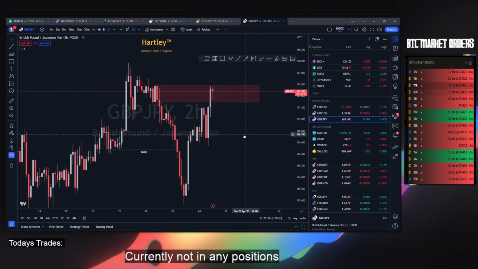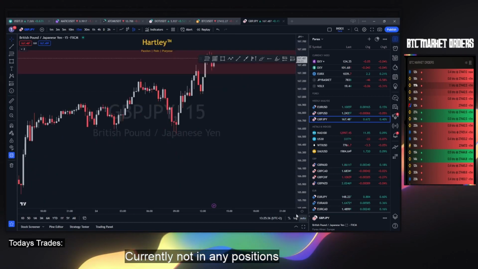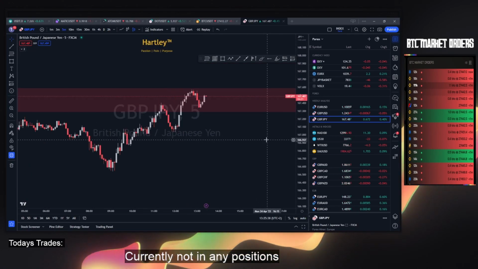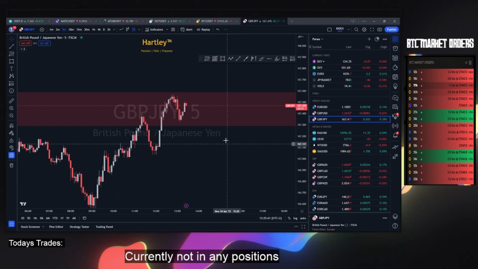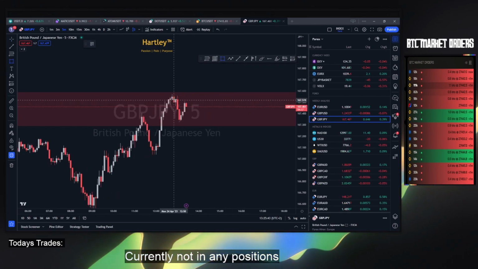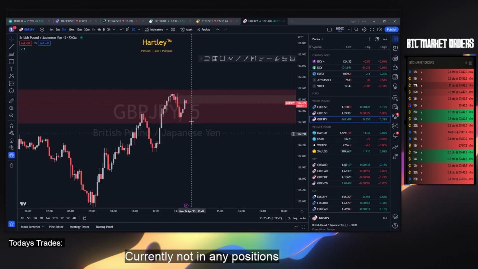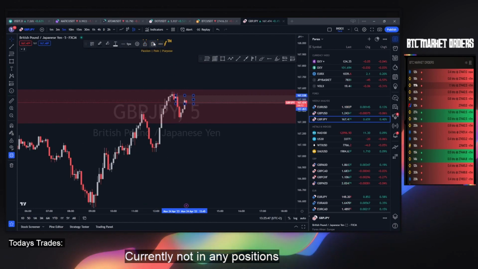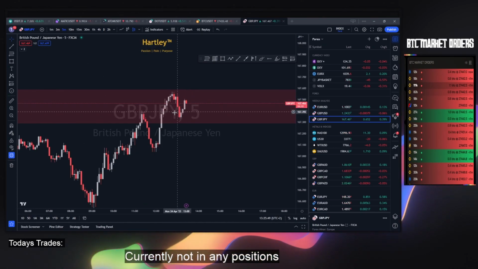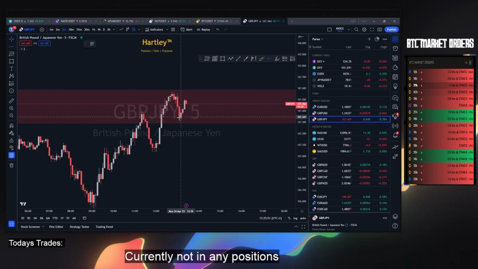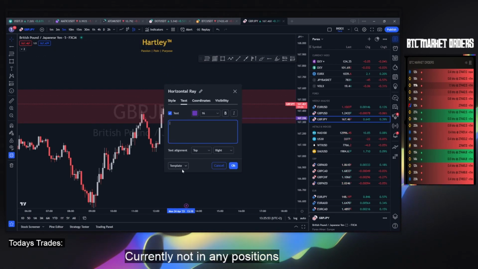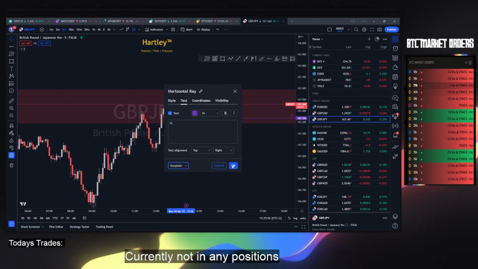So what you could do here is essentially look for a 15-minute or even a 5-minute change of character. For example, this could be a change of character here, and you could be shorting off of that zone, but the only problem with that is that you never broke a low, right? So on the 5-minute, you'd want to break below this low here.